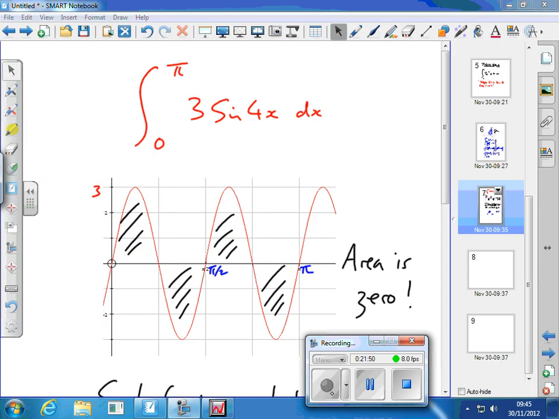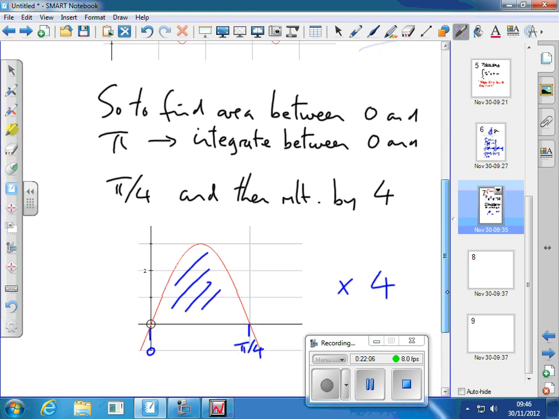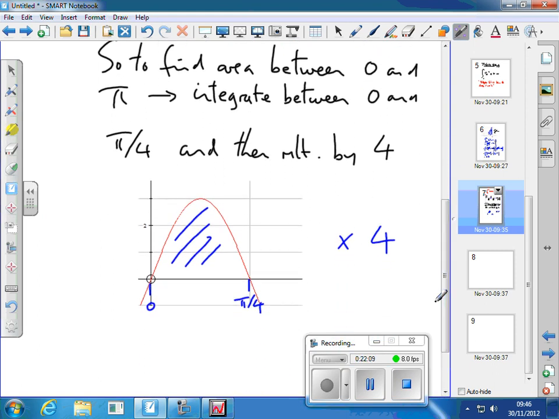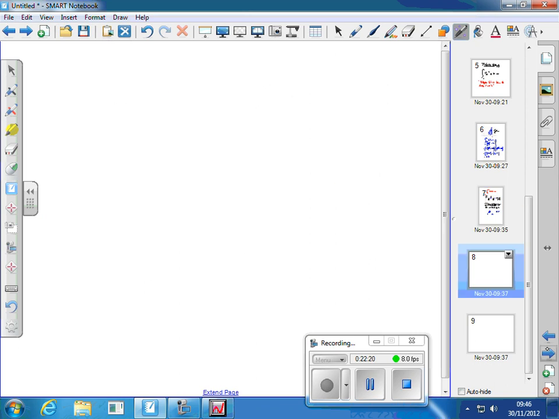Okay, so to summarize, that area is 0, as we can see, when we add up those 4 sections, they'll add up to 0. So if we do want the area between 0 and pi, we change the integral to between 0 and pi by 4 here, and then multiply the answer by 4. So the integral becomes the integral from 0 to pi by 4 of 3 sine 4x dx.